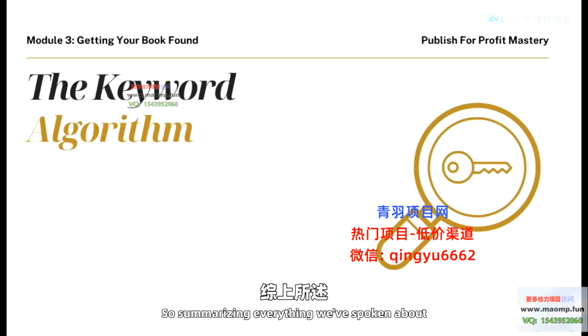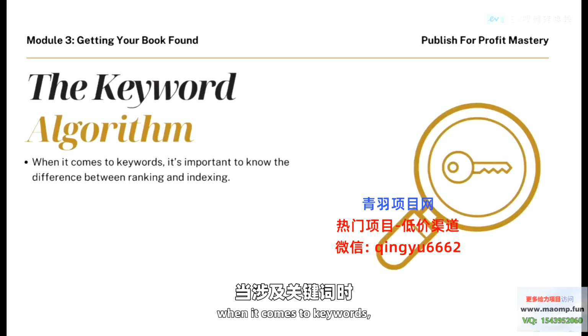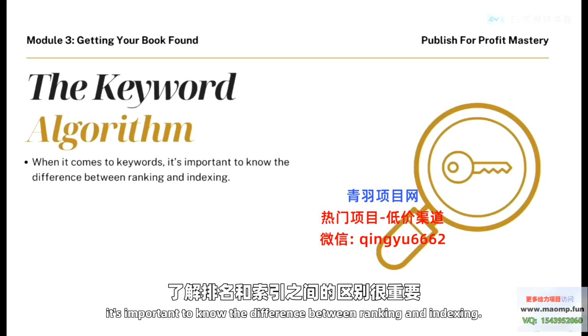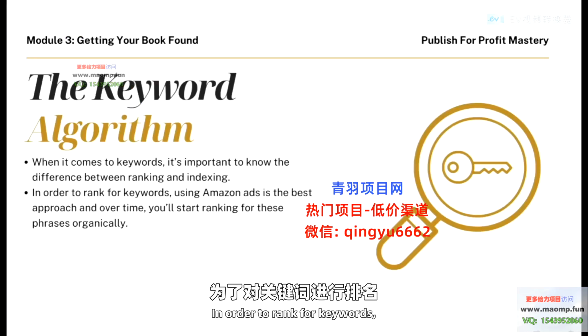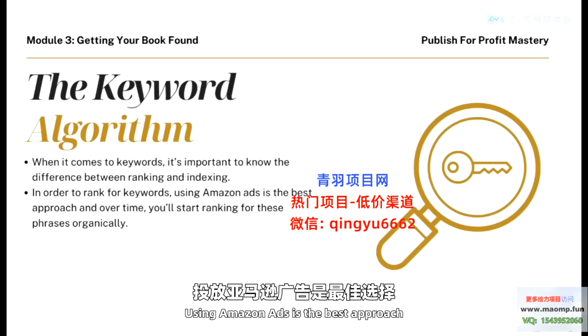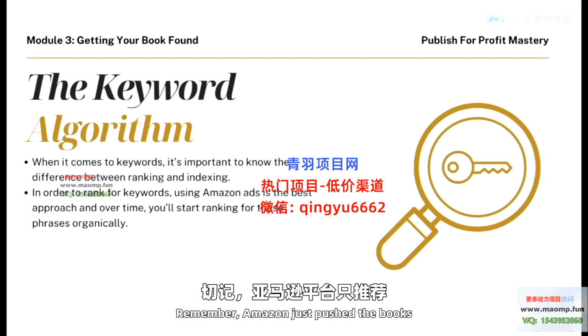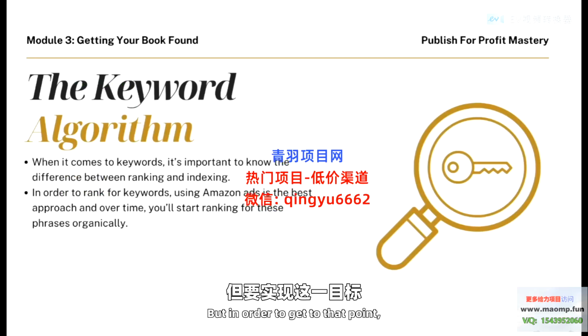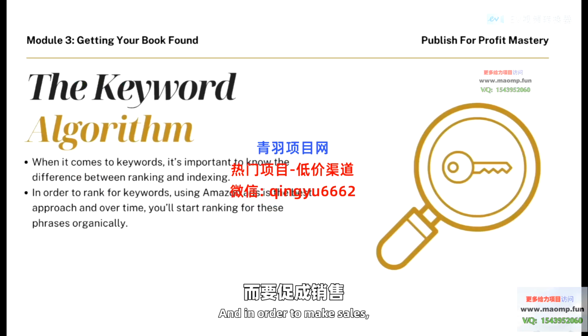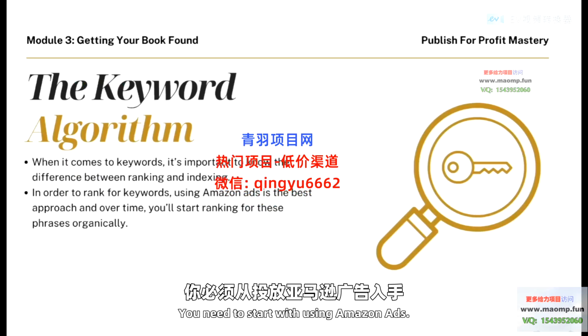So summarizing everything we've spoken about in this lesson about the keyword algorithm, when it comes to keywords, it's important to know the difference between ranking and indexing. In order to rank for keywords, using Amazon ads is the best approach, and over time, you'll start ranking for these phrases organically. Remember, Amazon just pushes the books that are making them money. But in order to get to that point, your book needs to be making sales, and in order to make sales, you need to start with using Amazon ads.